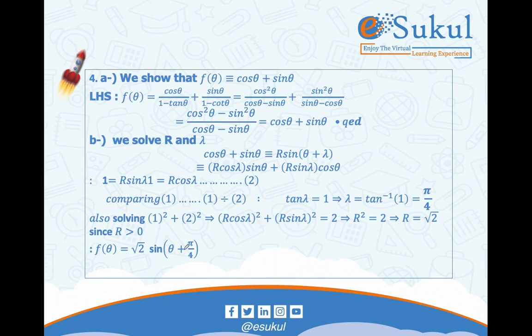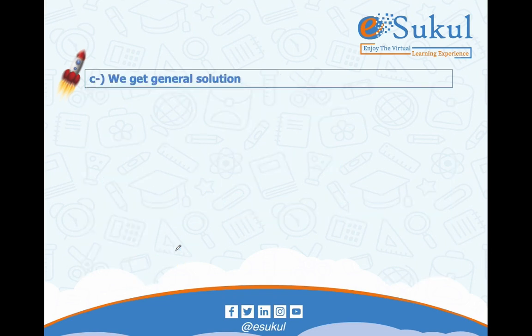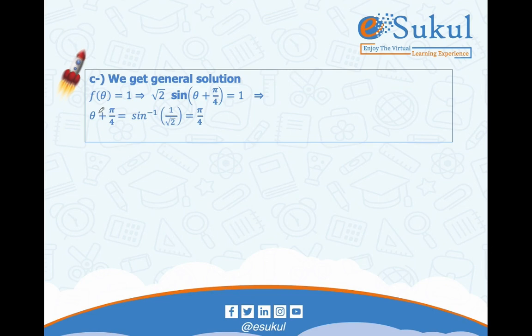So therefore, our f of theta can then be composed as 2 sine theta plus pi on 4 as our wave function. In C, we get a general solution, f of theta equal to 1. So remind ourselves that our f of theta was solved previously, and can be used therefore to get a general solution. So from there, we take sine inverse of 1 over root 2, which gives us pi on 4 as the PV, the principal value.